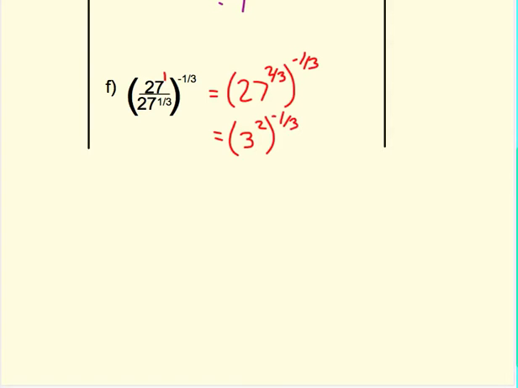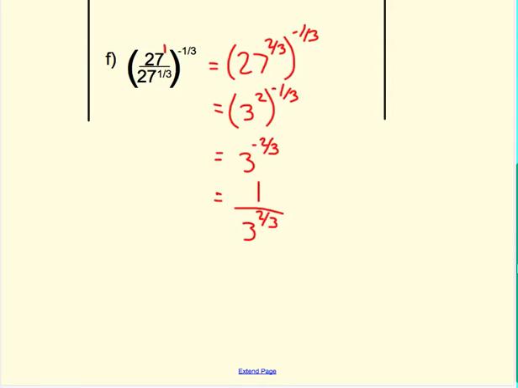So now I'm going to go ahead and distribute my power, multiplying my exponents together. And the negative means it goes in the denominator. So I'm going to take the whole expression, move it to the denominator, and my exponent becomes positive. So the way that I'm going to finish simplifying this is actually I'm going to leave it as 3 squared.